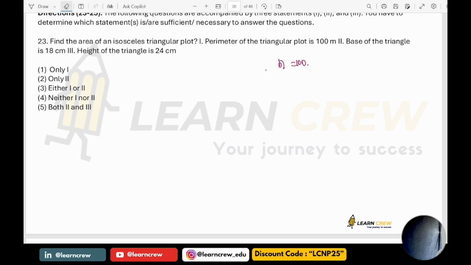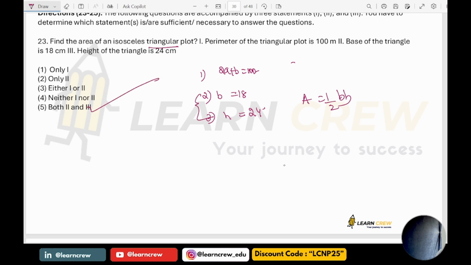Please see here. First one, what is given? Find the area of an isosceles triangular plot. So the perimeter of a triangular plot, it is isosceles, so 2a plus b is equal to 100. This is the first one. Second one, base of the triangle is 18. And third one, height of the triangle is 24. So simply the area would be half base into height. Only 2 and 3 are sufficient. Both 2 and 3.